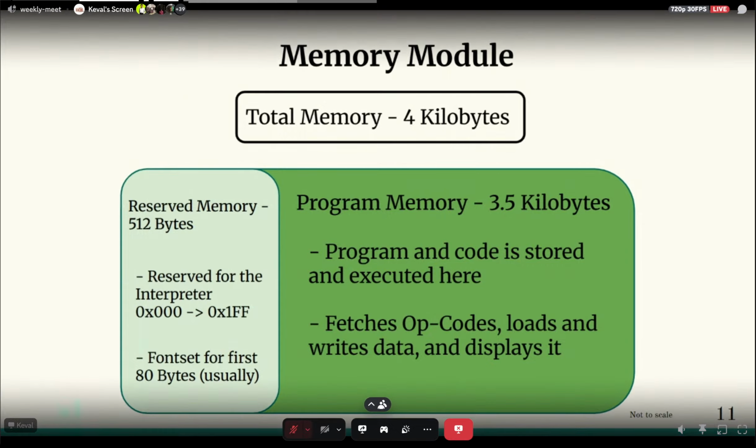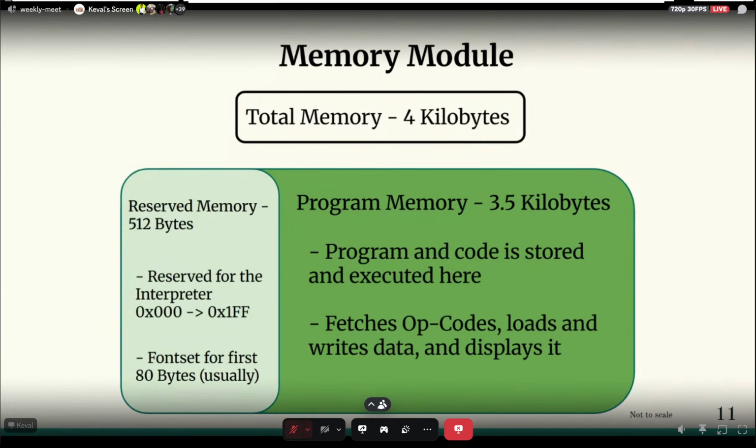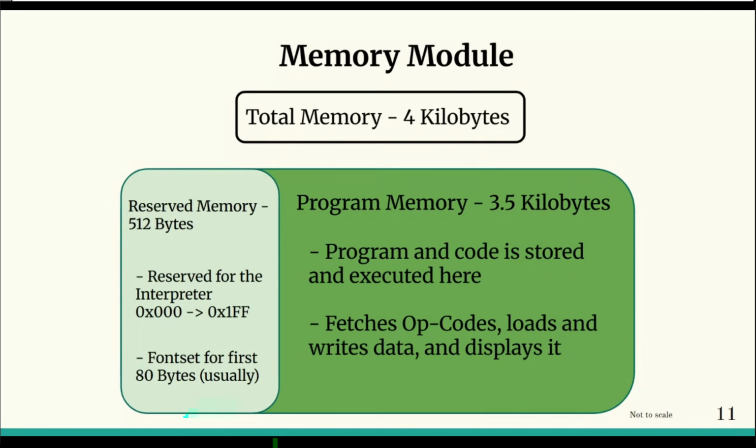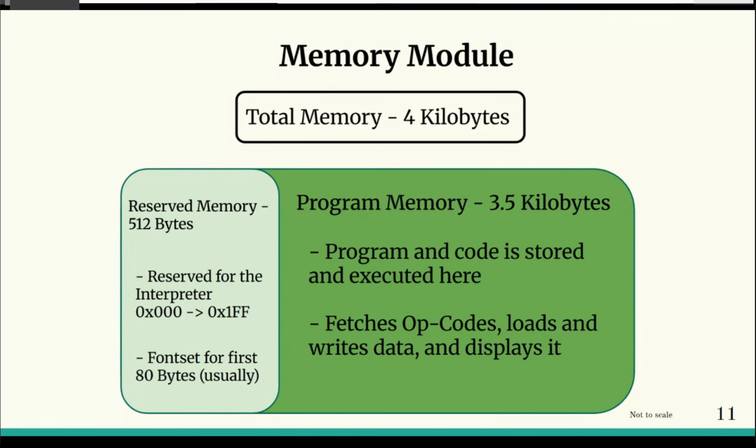Thanks, Keval. Hello again. I'm going to talk about the memory module. As we have mentioned, it has a total memory of about 4 kilobytes, which we are splitting mainly into two categories. We have our reserved memory, which takes the first 512 bytes, and the rest is for the program memory, which takes about 3.5 kilobytes. We are reserving some interpreter code, which actually interprets our instructions, in the reserved memory, as well as the font set, which is where we store our hard-coded characters, which will be used for our display or any other modules we need it for.